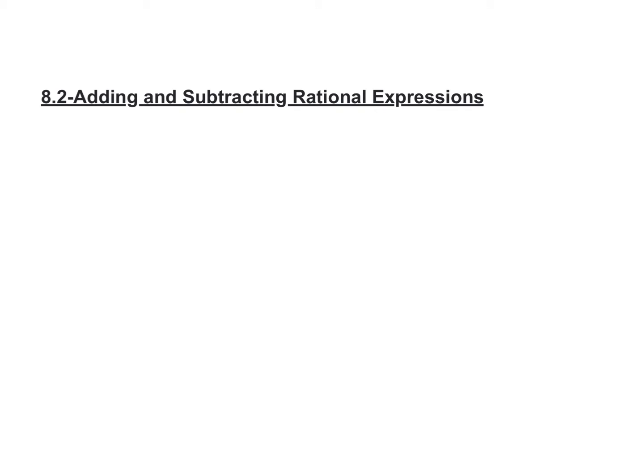Okay, so 8.2, as I mentioned before, is adding and subtracting rational expressions. And 8.1 is a little easier because multiplying and dividing is straight up, right? You just factor and cancel. With adding and subtracting fractions, you have to get a common denominator. And so that's what makes this section harder, because finding a common denominator with rational expressions can be tough. And I'm going to walk you through it.